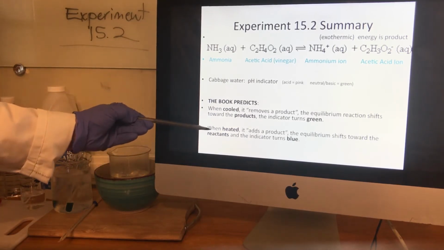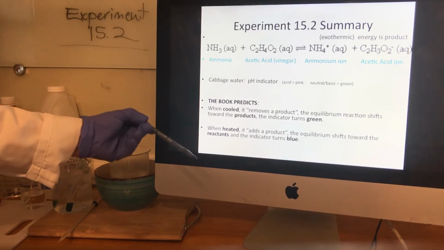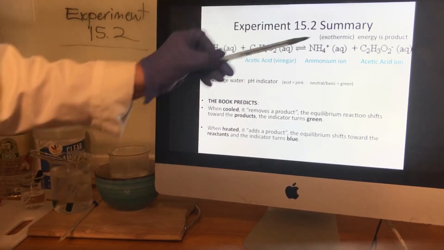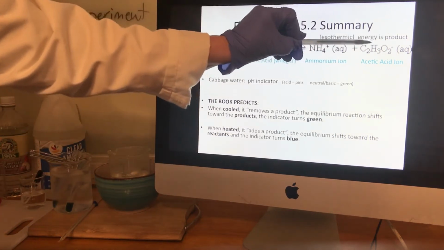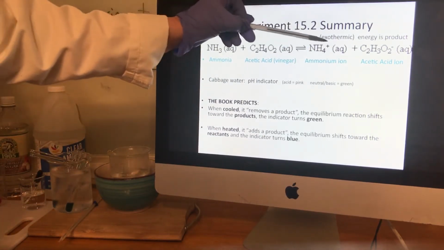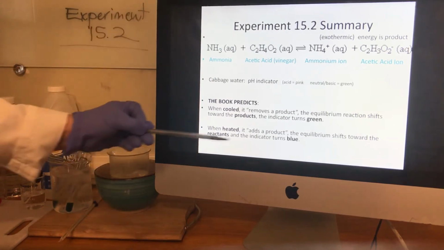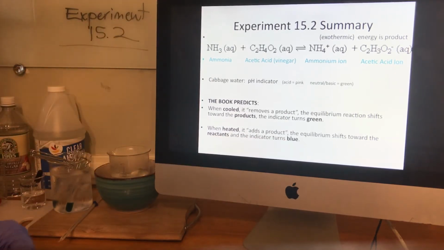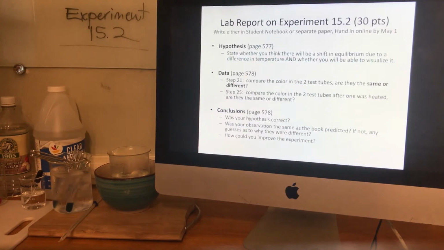And then if you heat up one of the samples, then it more or less is adding a product to this side of the equation, and the equilibrium would shift away from that toward the reactants and turn a blue shade. So that's what their prediction is.